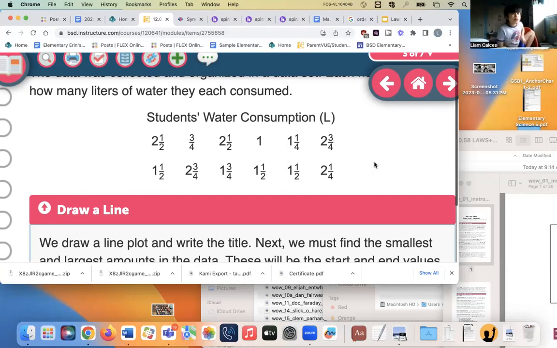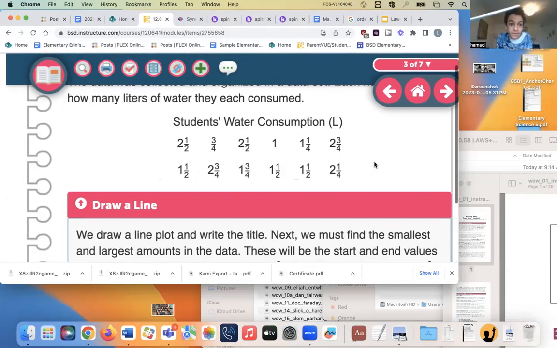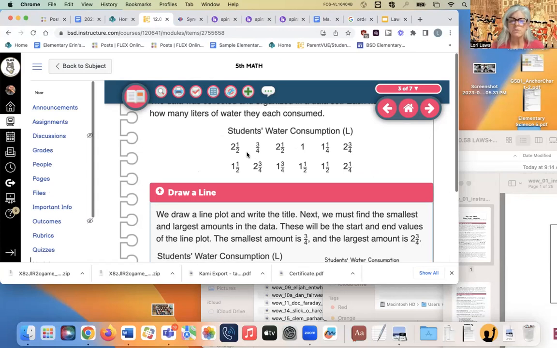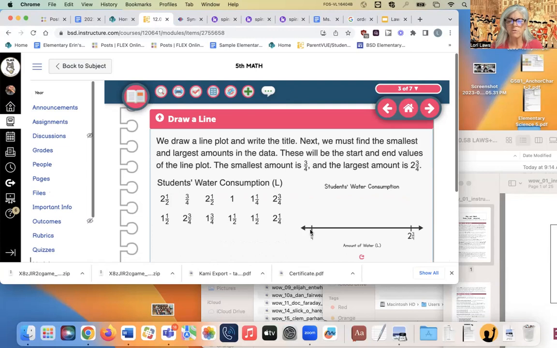2 3/4. Okay, so we have to go between 3/4 and 2 3/4. We're going to make our line. We're going to put 3/4 at one end, 2 3/4 at the other.